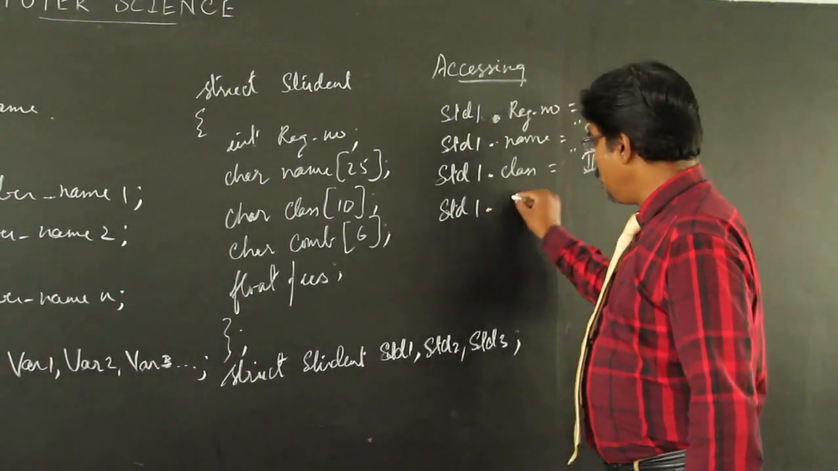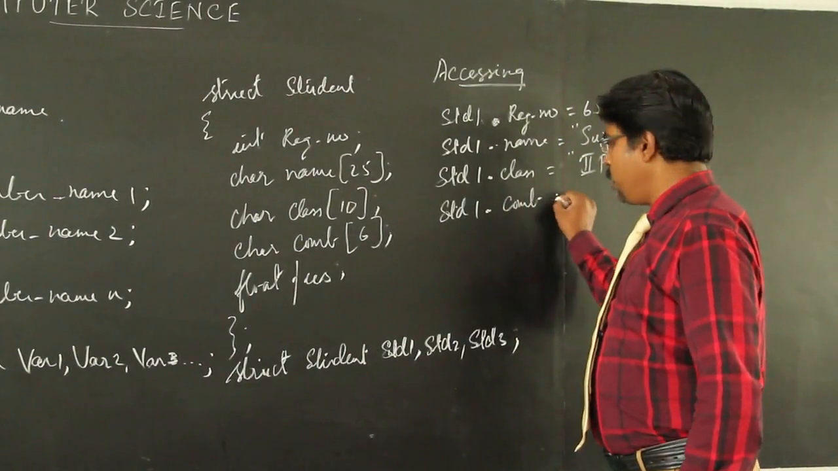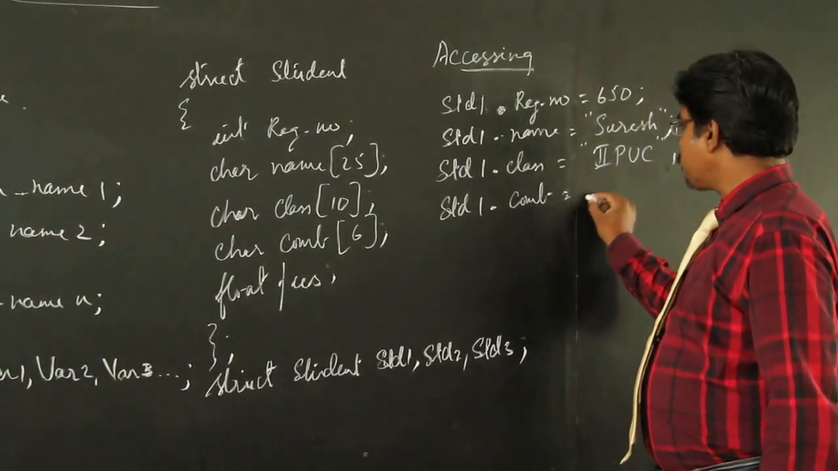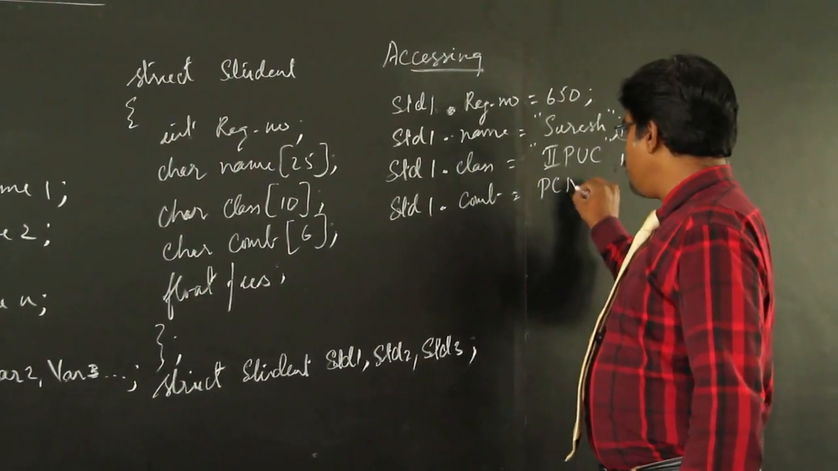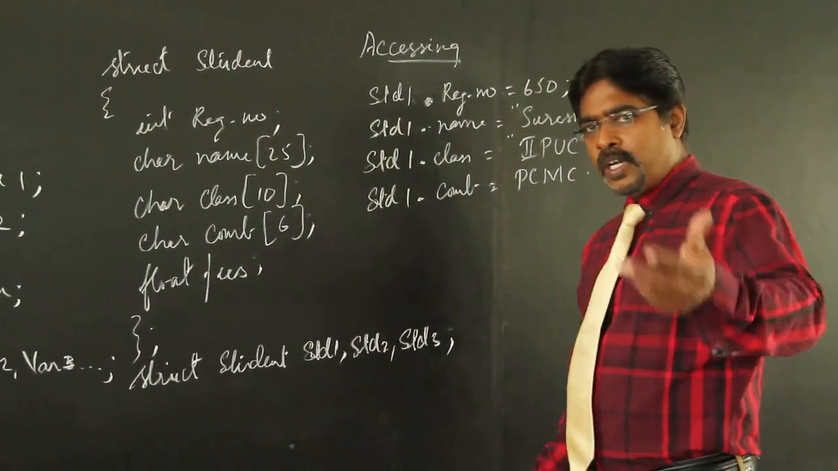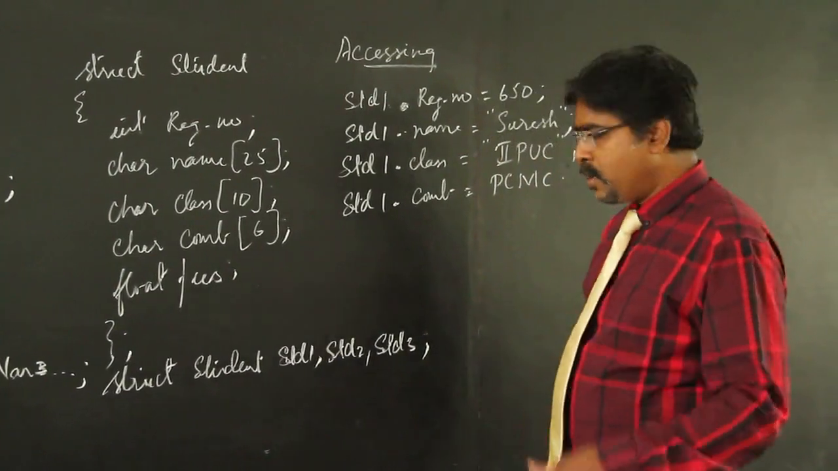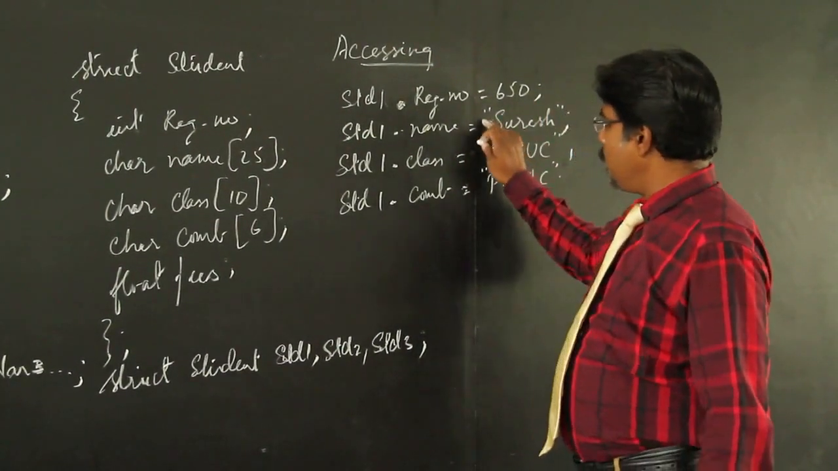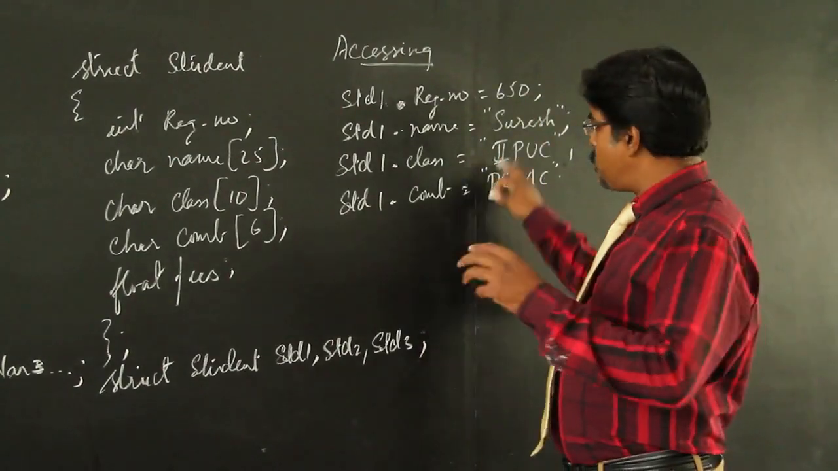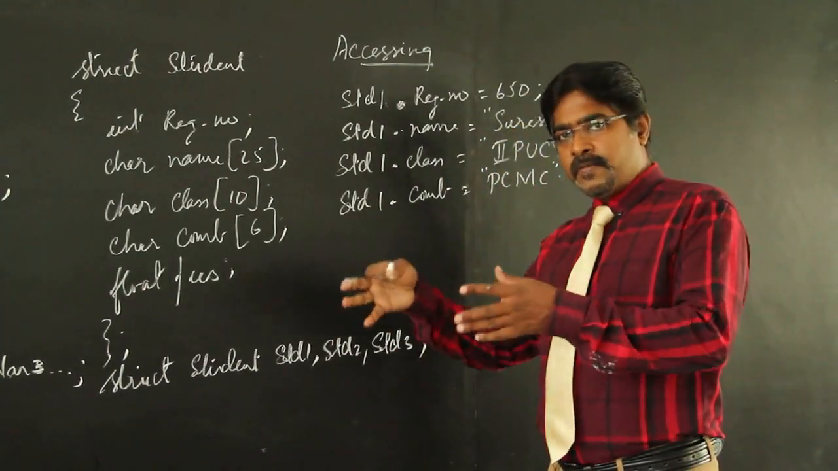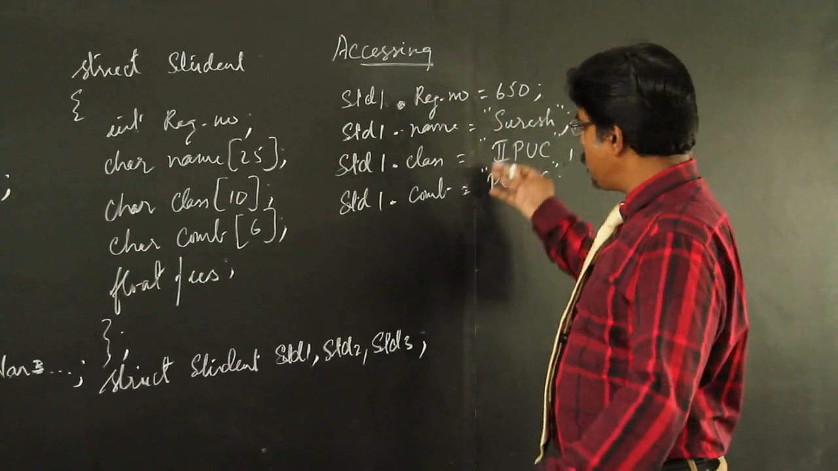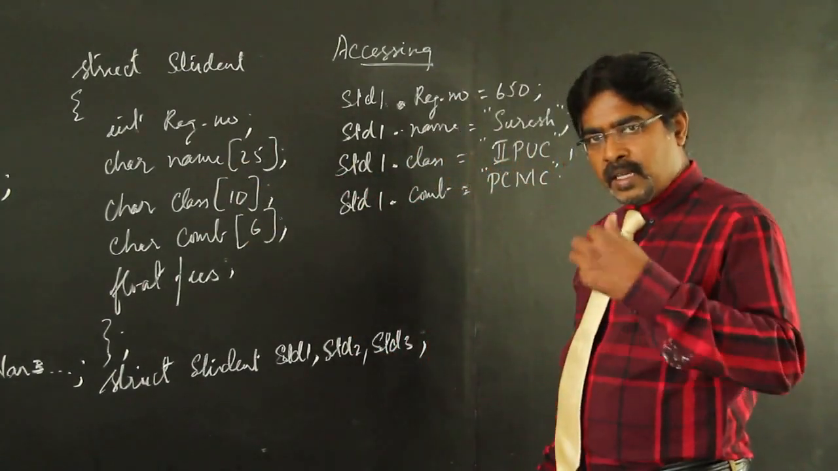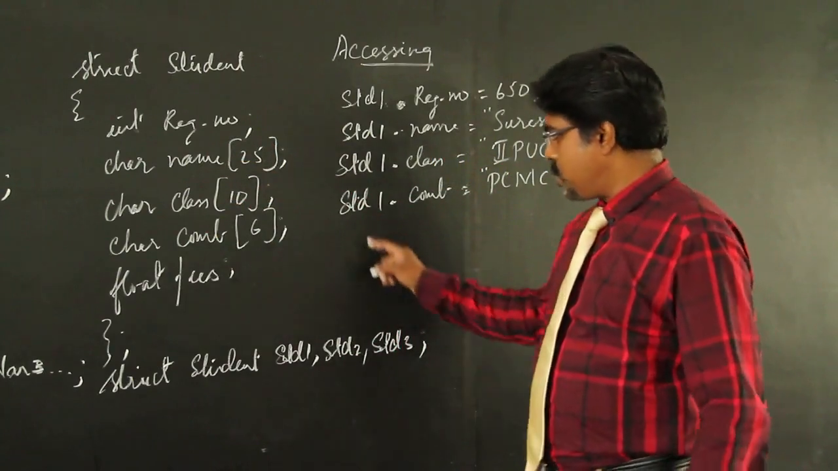std1 dot combination, I take the variable as COMB for combination, equals PCMC. If BASC students are watching, you can write BASC if you want. So all these are coming under the double quotes because it's a string. A string is a sequence of characters enclosed within double quotes. That's how we have the character array taking a sequence of characters.